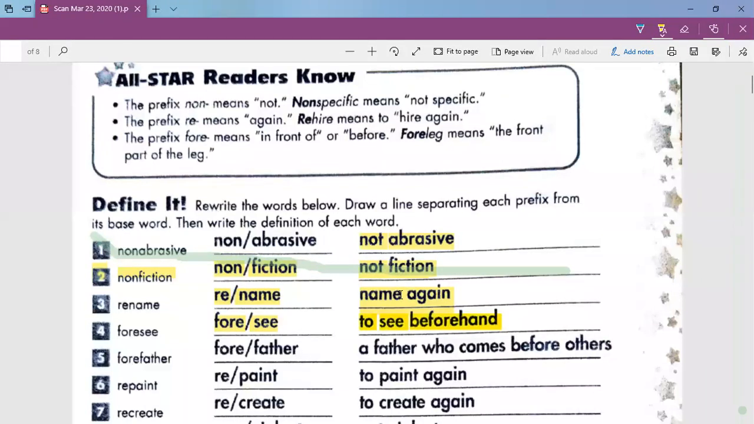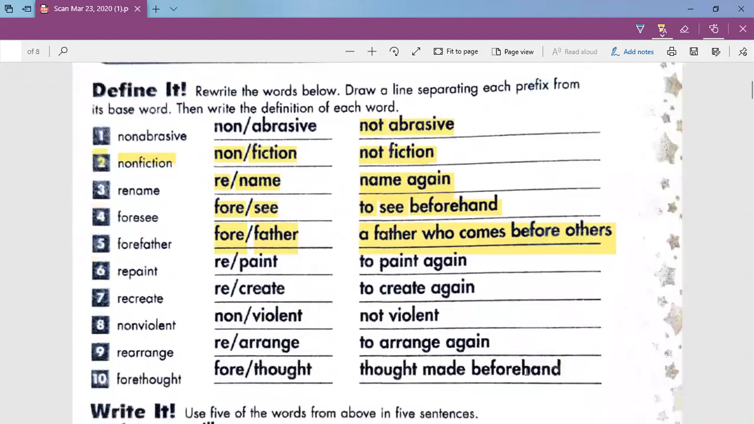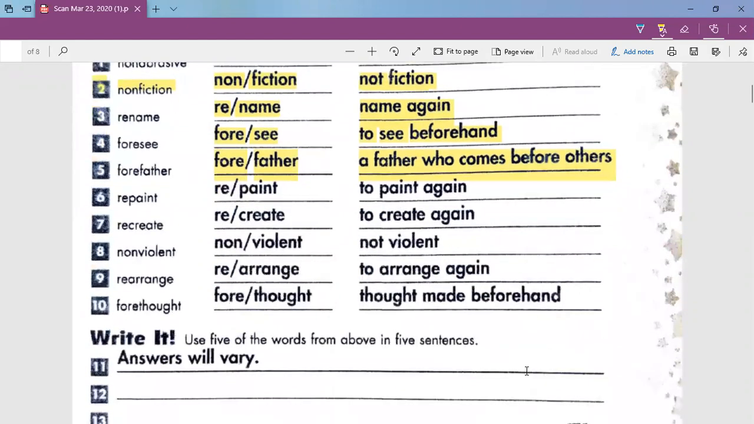All right. Then we have forefather. Fore is the prefix, father is the base word. It means a father who comes before others. All right. Okay, let me go ahead and move this a little bit. Make sure you are fixing the ones that you have incorrect, okay, people?